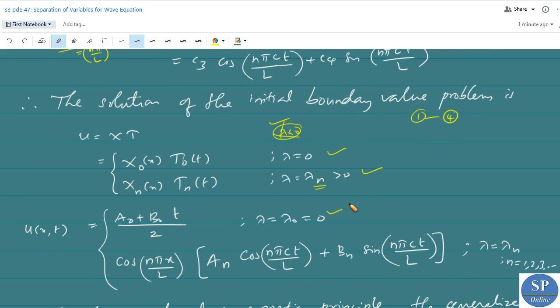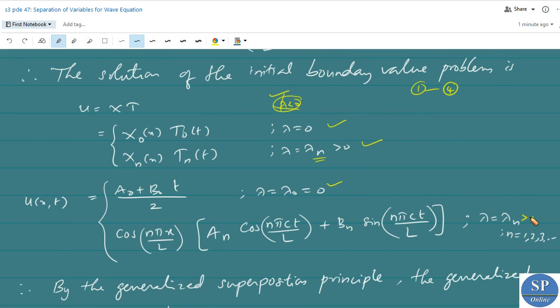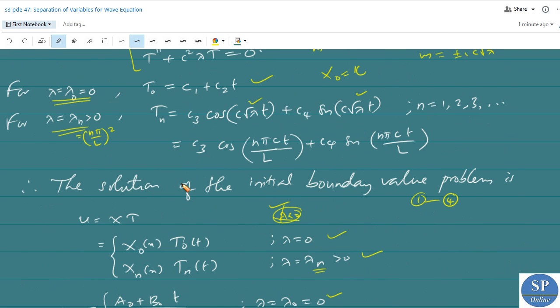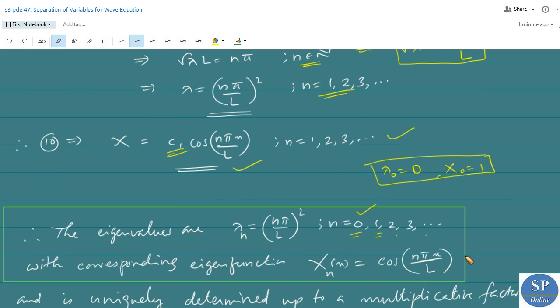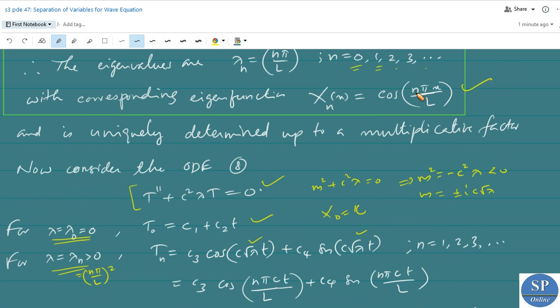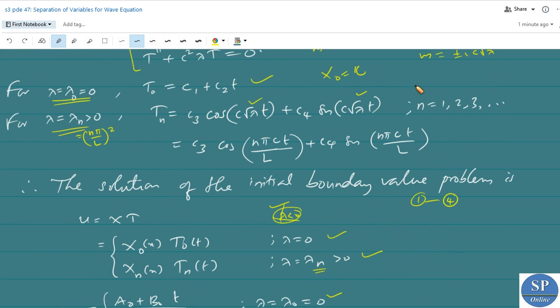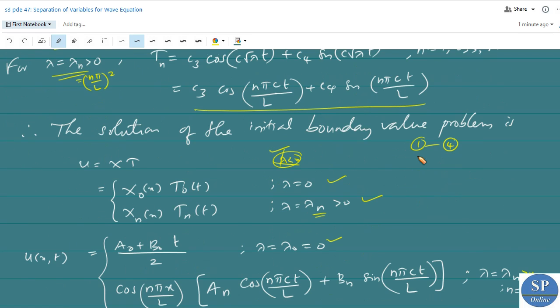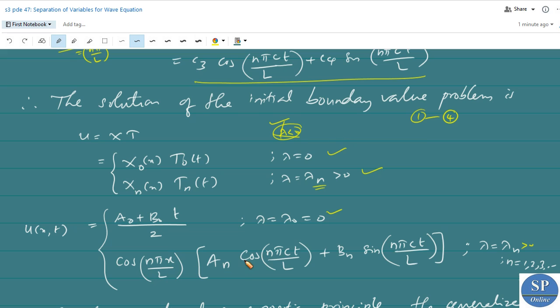And when lambda equal to lambda n, which is greater than 0, the solution will be Xn into Tn. We already obtained that Xn is cos n pi x by L, and Tn is c3 cos n pi ct by L plus c4 sin n pi ct by L. So we have to multiply this Tn with that Xn. So we'll get the solution as cos n pi x by L into an cos n pi ct by L plus bn sin n pi ct by L, where an and bn are constants.